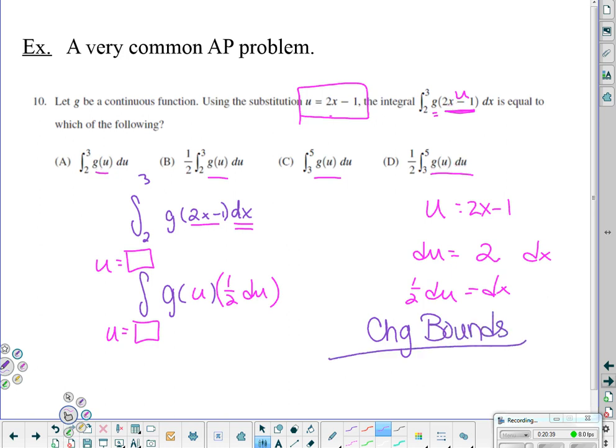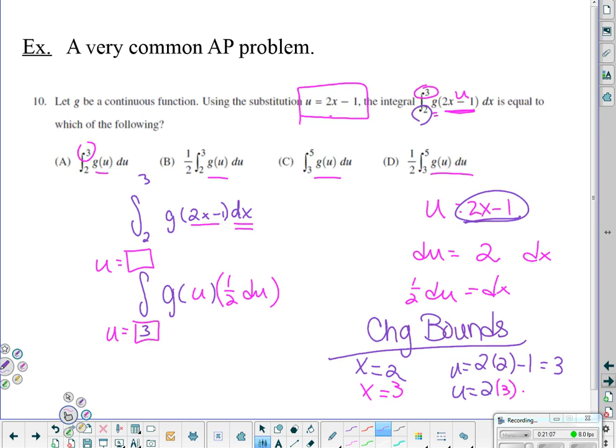And that bound change, when x is 2, u would become, based on this rule, 2 times 2 minus 1. That's a 4 minus 1 gives me 3. My bound on the bottom is a 3. When x is 3, u would be, back to this rule, 2 times our 3 minus our 1 would give me 6 minus 1 is a 5. Okay, that's a 5.